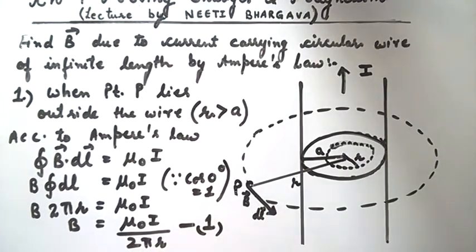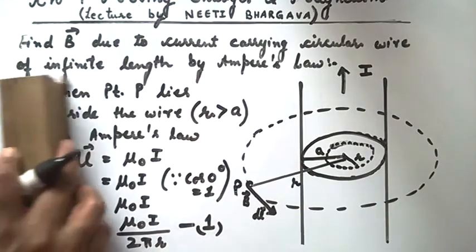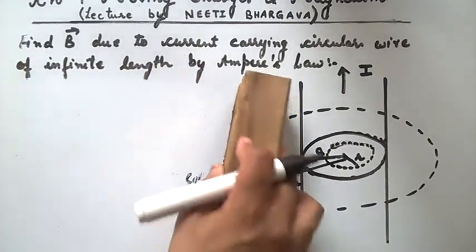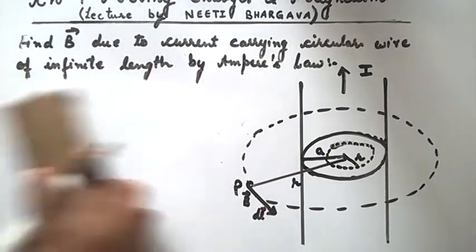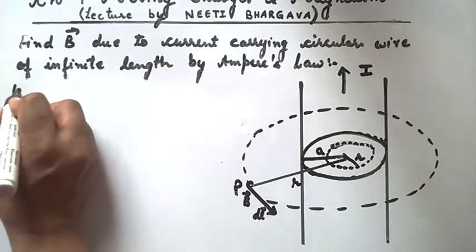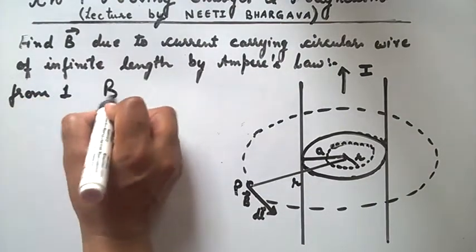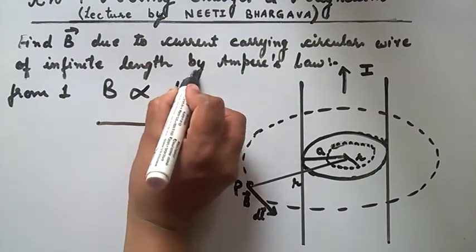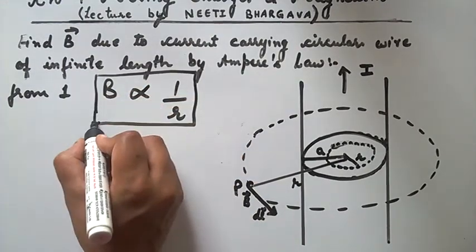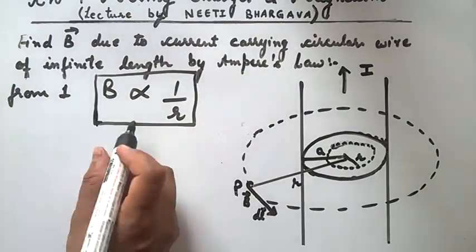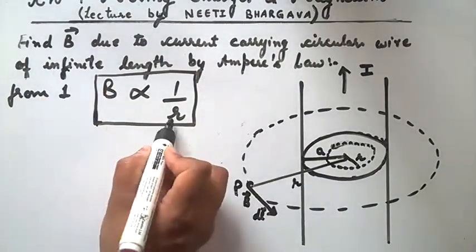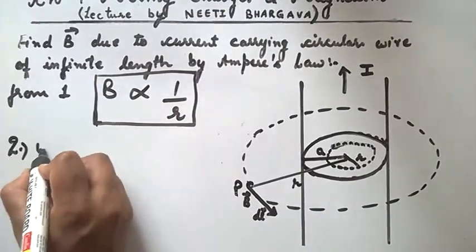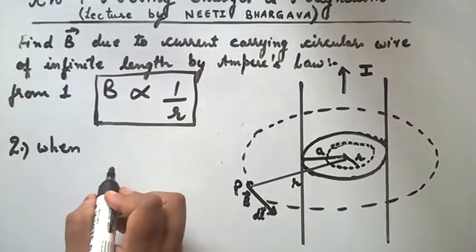From equation 1, we can see that magnetic field is inversely proportional to the radius of the circle. At last, we will draw a graph between radius and the magnetic field. Now the second case is when point P is lying on the surface of the straight wire.